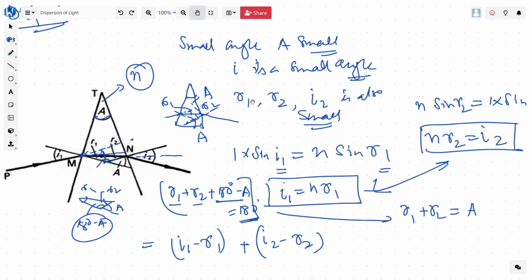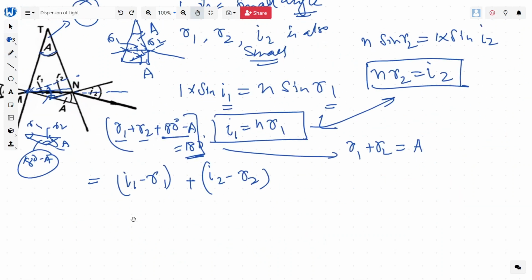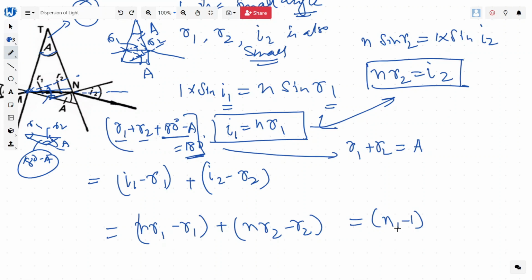And now we are going to put these two equations here to find our deviation. So this is I1, so I1 is equal to nR1 minus R1, plus I2 is nR2 minus R2, and finally it is going to be n minus 1 into R1 plus R2, and R1 plus R2 here is A, and that is going to be our deviation.